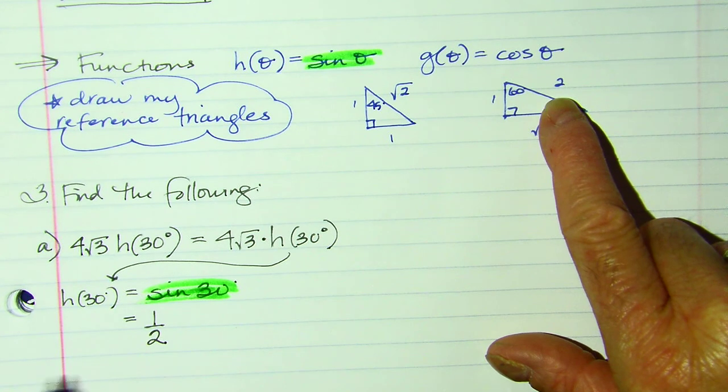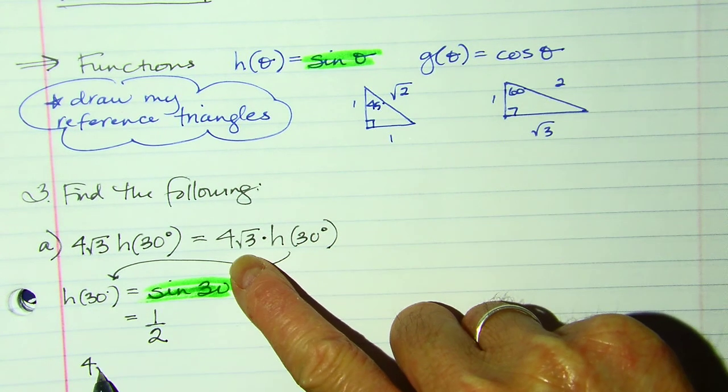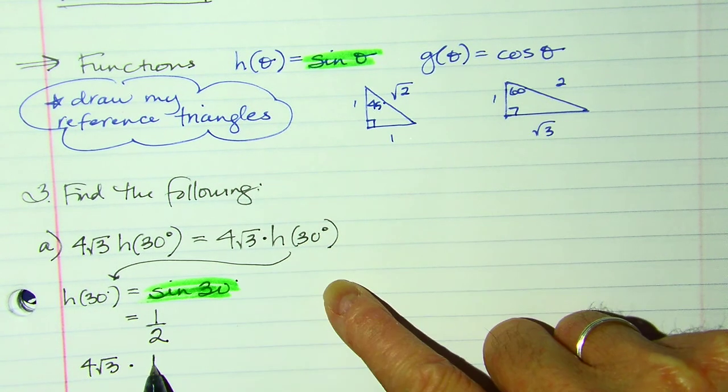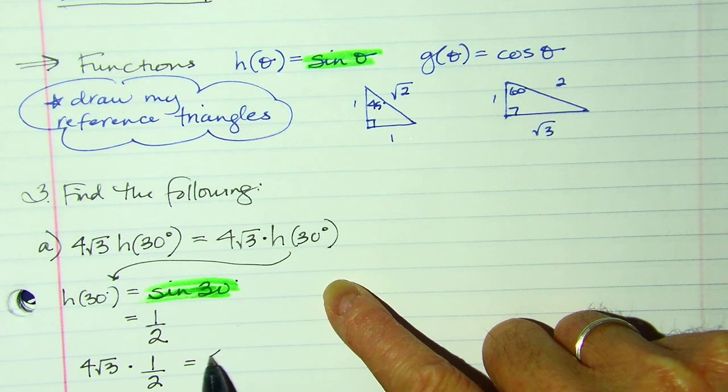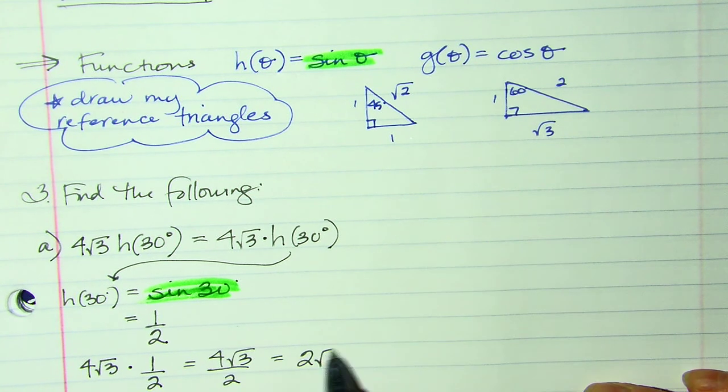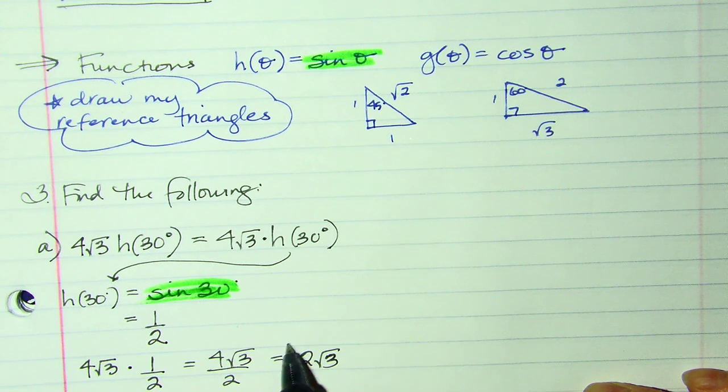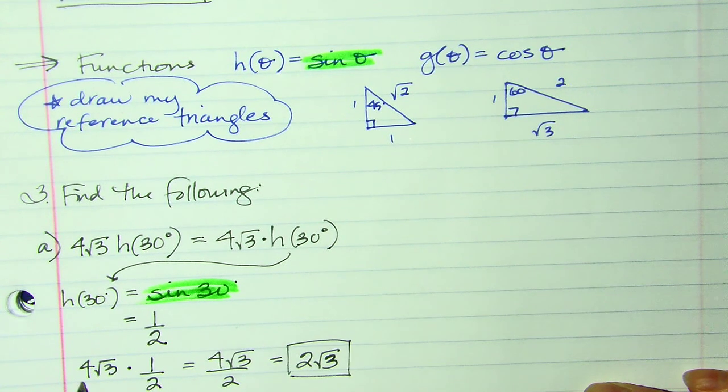So now I'm going to bring down the 4 root 3 times 1 over 2, and that gives me 4 root 3 over 2. So my final answer would be 2 root 3. So hopefully you can see why the 4 and the 2 cancel.